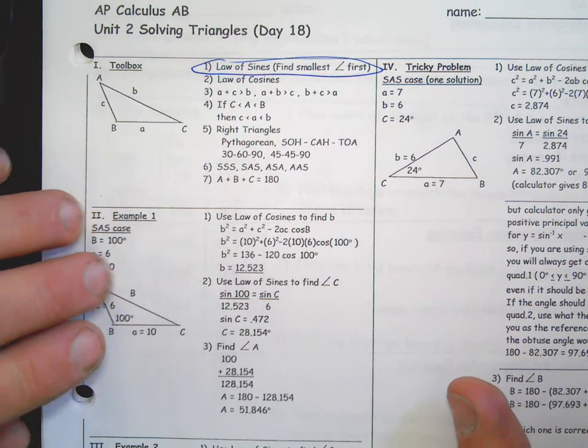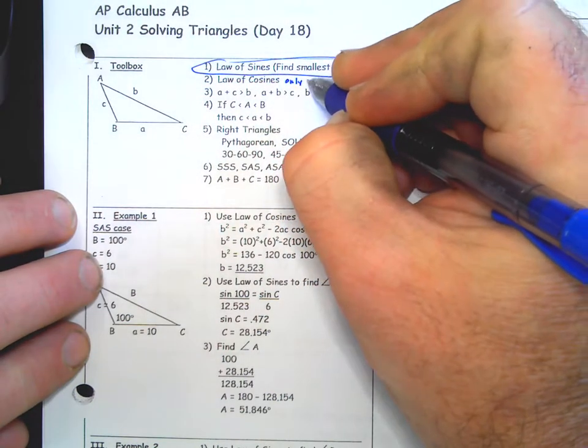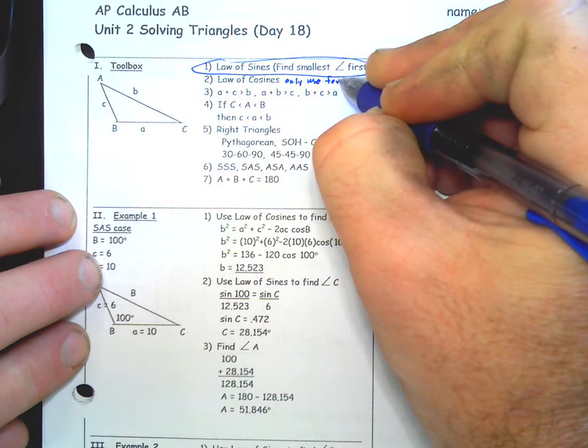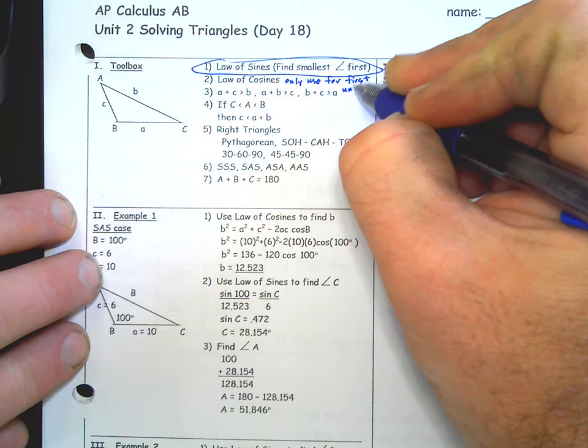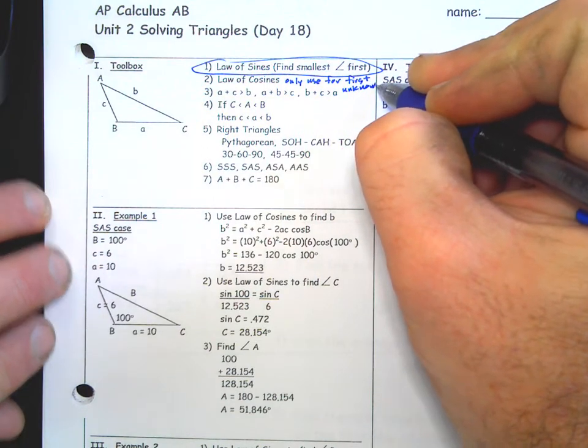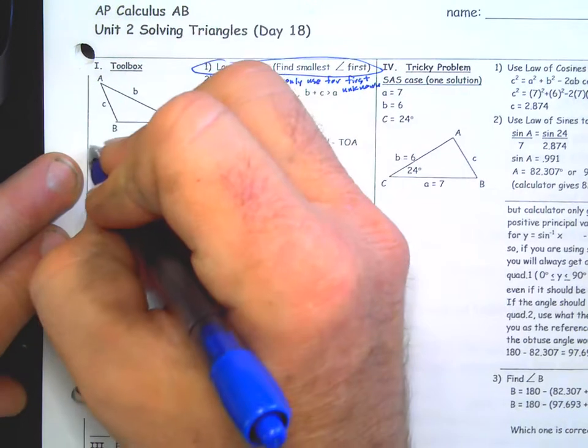If I have to use law of cosines, I usually only use it for the first unknown, if I have to. Otherwise, I'm using law of sines. So whenever I do law of sines, I set it up. I say, okay, let's start at law of sines.